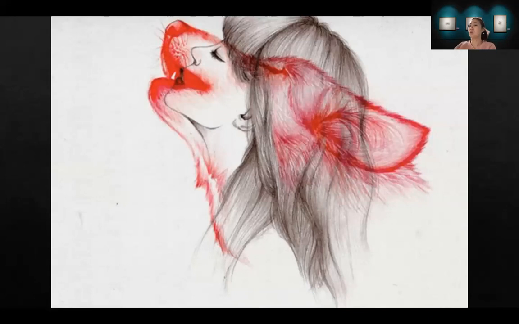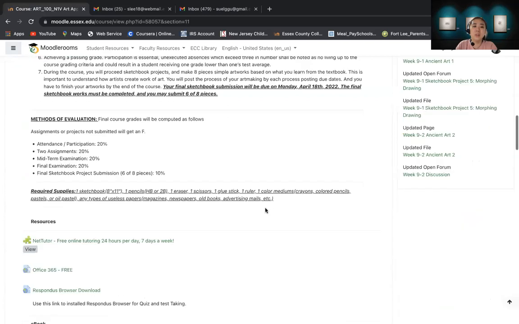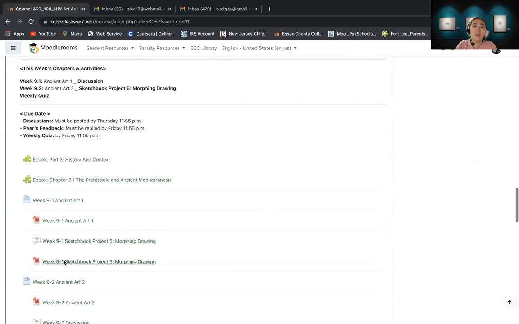So just use all your creativity. I can't wait to see your creative morphing drawing. When you're ready to post, you don't need to finish it, you can just post the work process. And here, week 9-1, sketchbook project, morphing drawing.